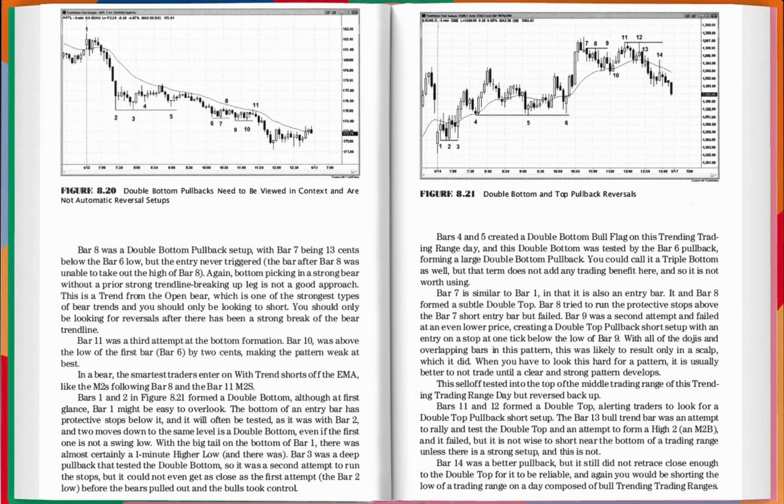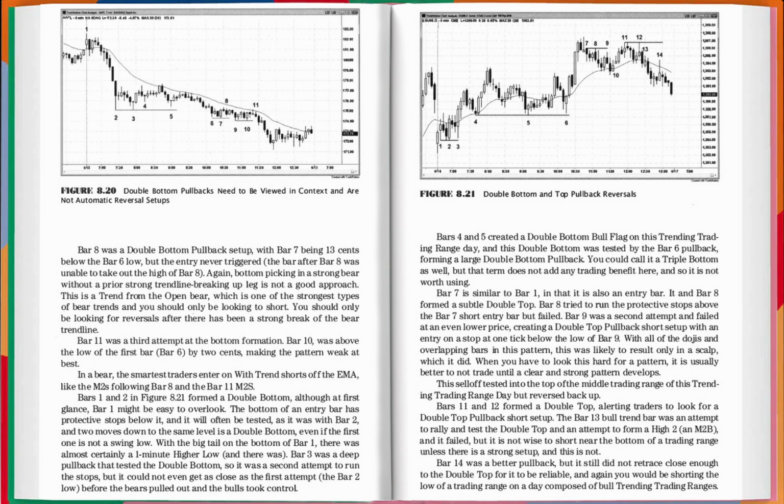You should only be looking for reversals after there has been a strong break of the bear trend line. Bar 10 was a third attempt at the bottom formation. Bar 10 was above the low of the first bar, Bar 6, by 2 cents, making the pattern weak at best. In a bear, the smartest traders enter with-trend shorts off the EMA, like the M2Ss following Bar 8 and the Bar 11 M2S.